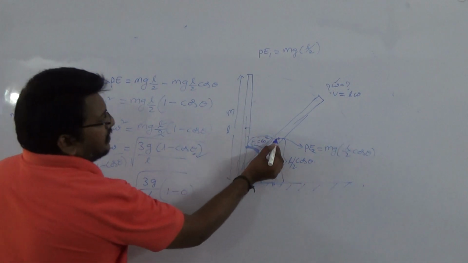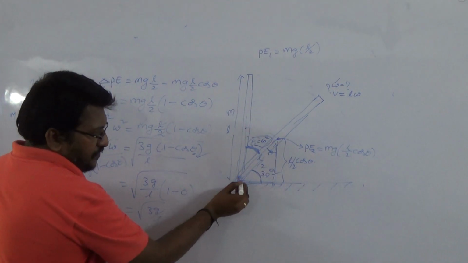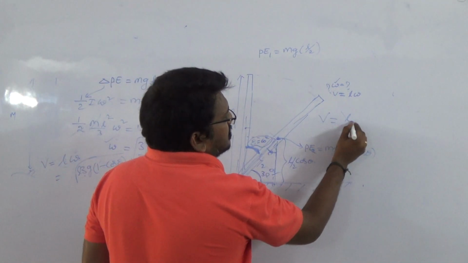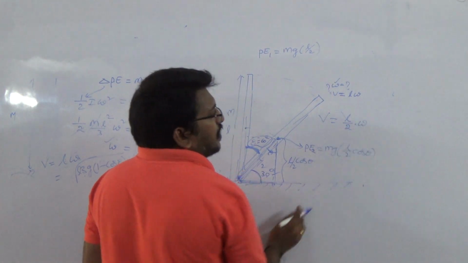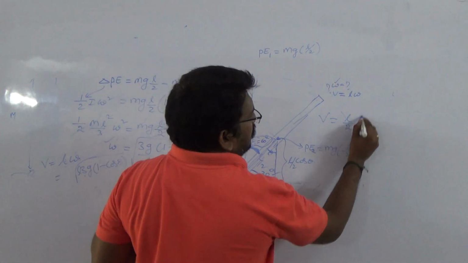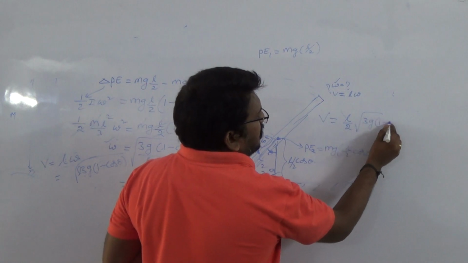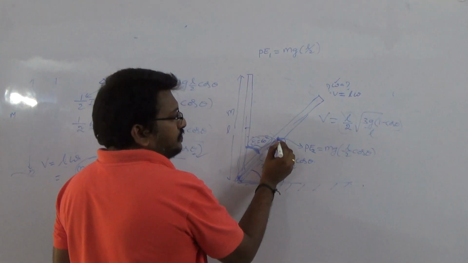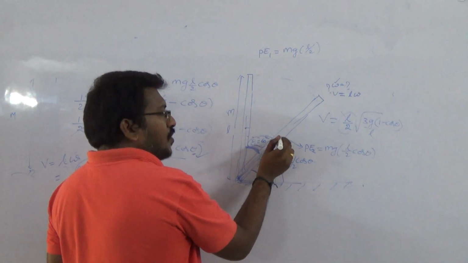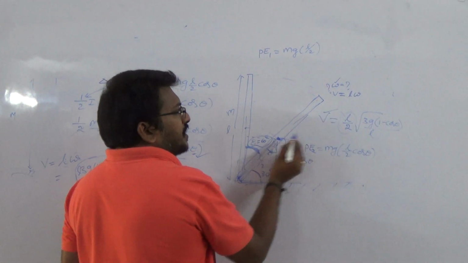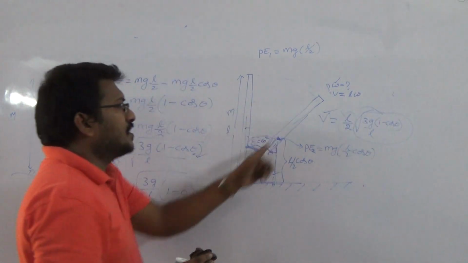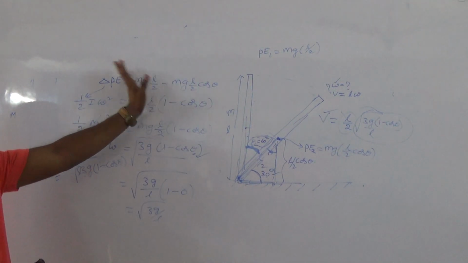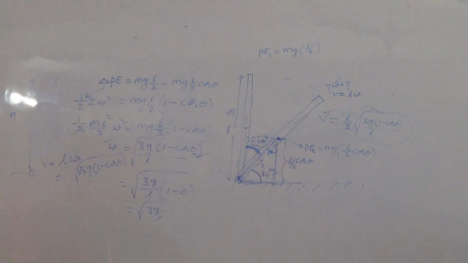For example, what is the linear velocity at this point? From the fixed point, this is at a distance L by 2. So in this case, the linear velocity can be written as v equals L by 2 into omega, where omega is under root of 3g of 1 minus cos theta by L. That gives the linear velocity of this point. The angular velocity of this point is nothing but the same, because for a body in rotatory motion, each particle has the same angular velocity.